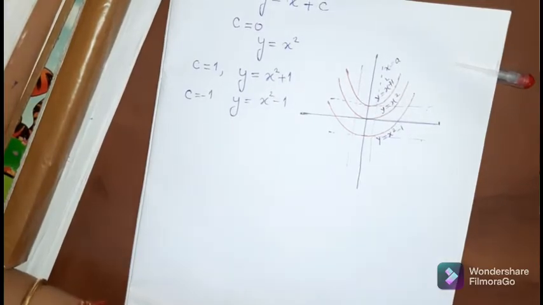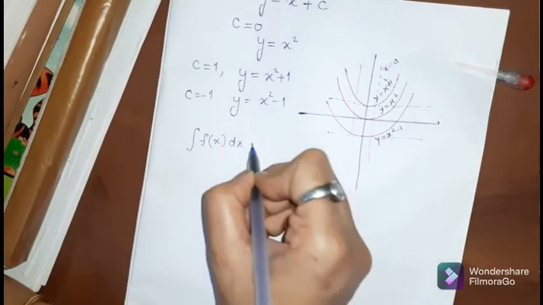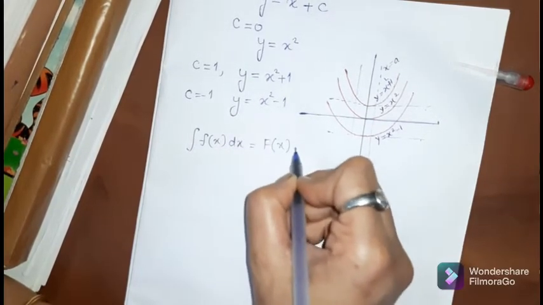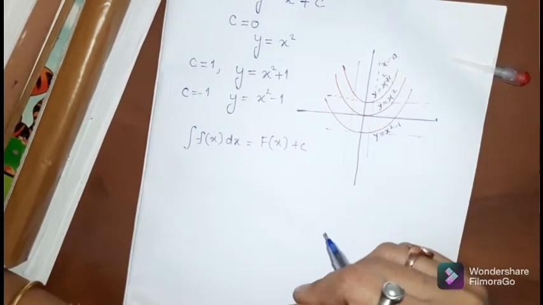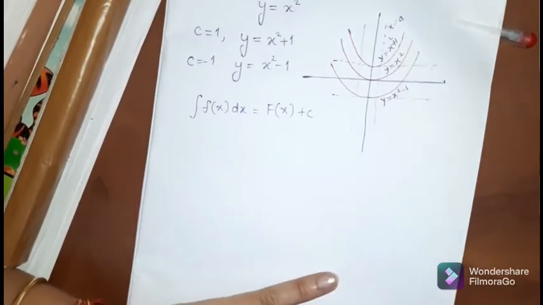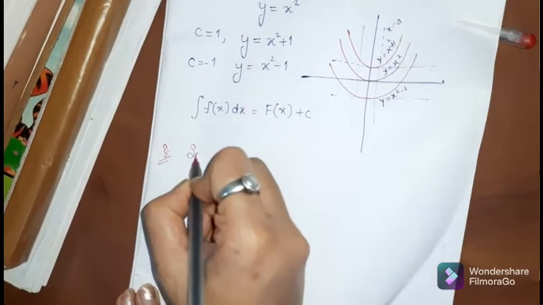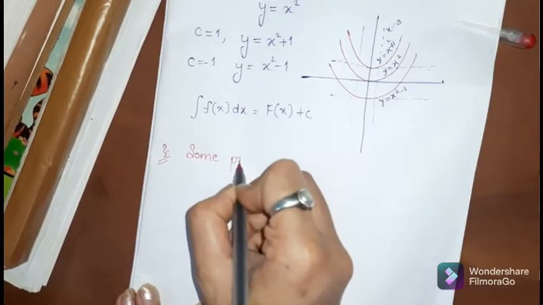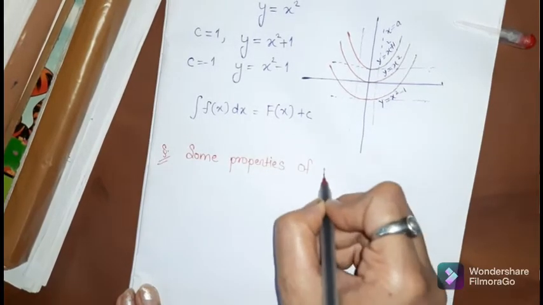So we have here the function f of x, and integration of f of x dx equals capital F of x plus c, and it represents a family of curves for different values of c. This is the geometrical interpretation of the indefinite integral. Now we move to some properties of the indefinite integral.